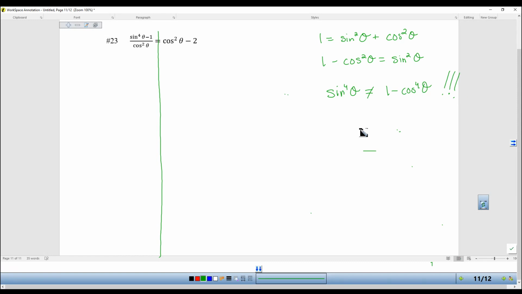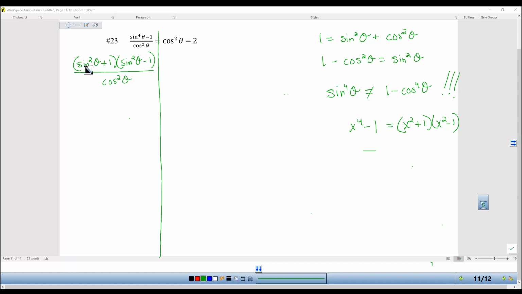Instead, let's factor that. Let's think of that as x to the fourth minus 1. How would you factor that? Hopefully, x squared plus 1 and x squared minus 1, which is what we're going to do. When you want something that's to the fourth to be to the second, think factor. So we have sine squared theta plus 1 times sine squared theta minus 1 all over cosine squared theta.